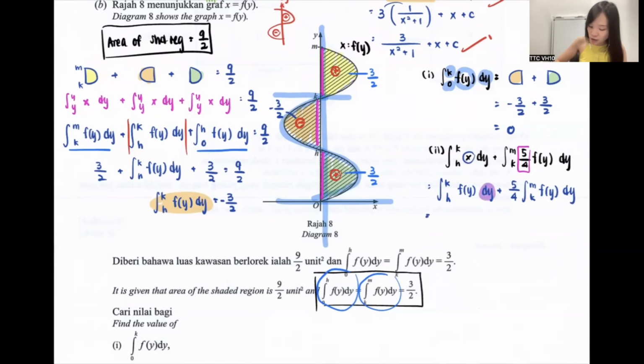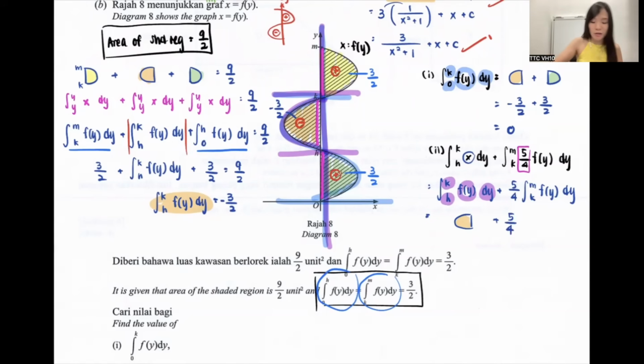So, guys, dy is what? The y-axis. Y equals k here. Y equals h here. The F(y) is the curve. So which means this one is talking about the orange color one. I put color, okay? Very scared you guys don't understand. Orange, okay, plus 5 over 4.